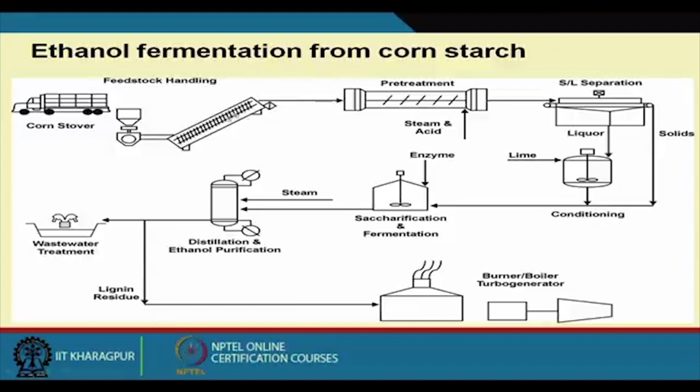You can see that this is the conveyor belt, and then it passes through the pre-treatment unit, where we pass some steam and acid so that some kind of hydrolysis will take place. Then the solid-liquid separation unit that we have here, and we take the liquid out, and with the lime we adjust the pH. Then we take this to the saccharification process for fermentation. We put the enzymes or your microorganisms here to have the ethanol fermentation.